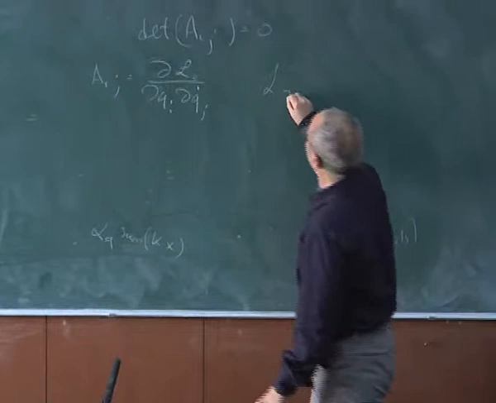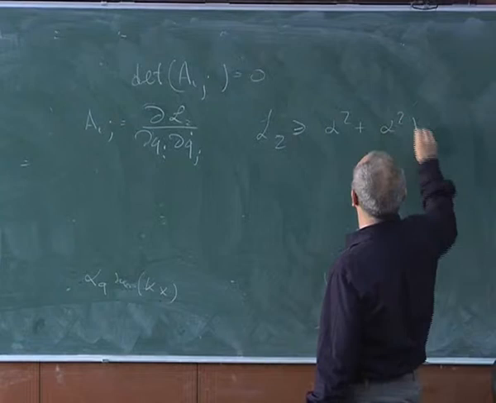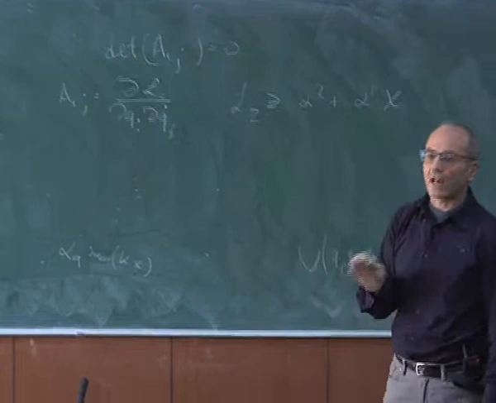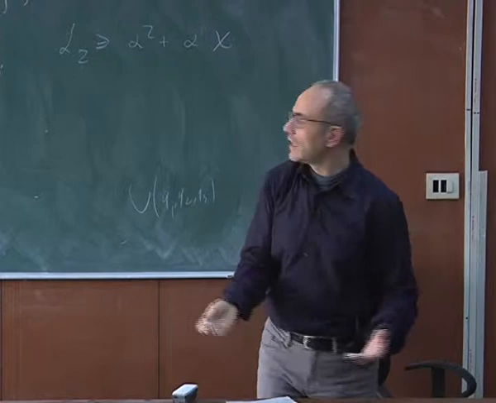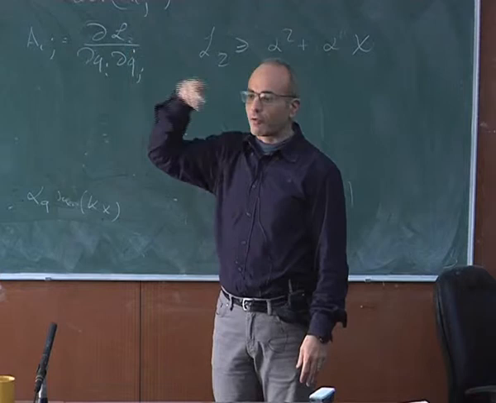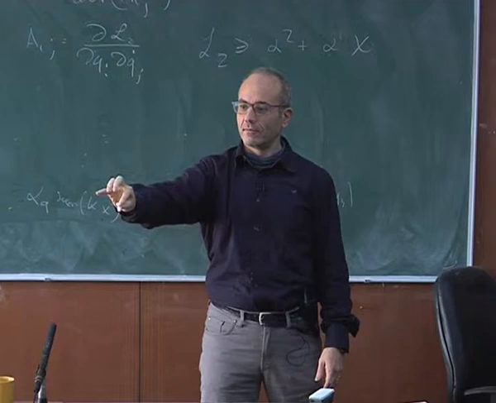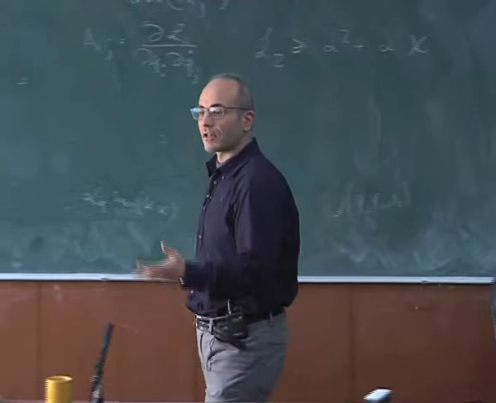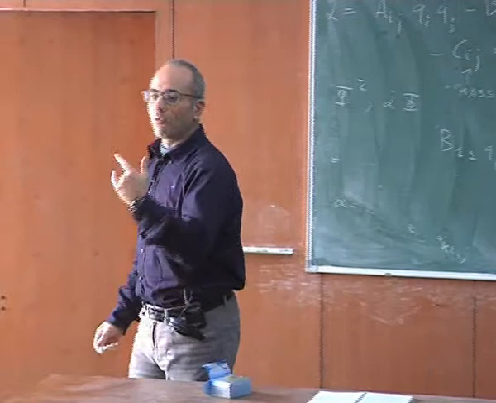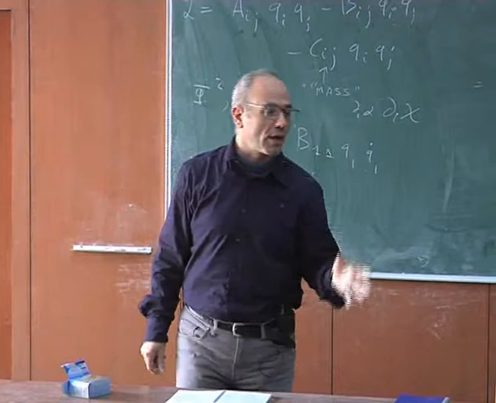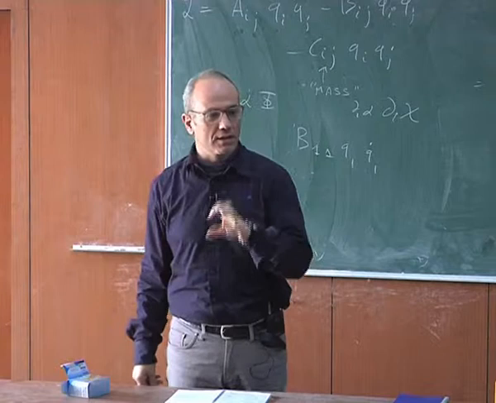Suppose that in L2, alpha squared comes in this kind of term. The field alpha comes in this way, with no time derivatives. So it's clear that this matrix will have zero determinant, because when Qi is equal to alpha, we will have 0, 0, 0, 0, 0, 0 for that matrix. When that matrix has zero determinant, there are some Lagrange multipliers in your Lagrangian, which means the Lagrangian has constraints.